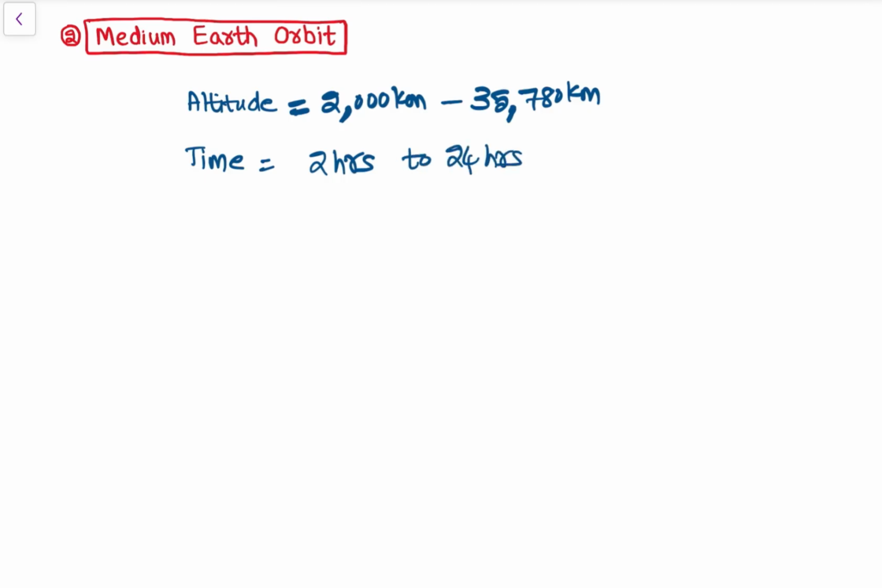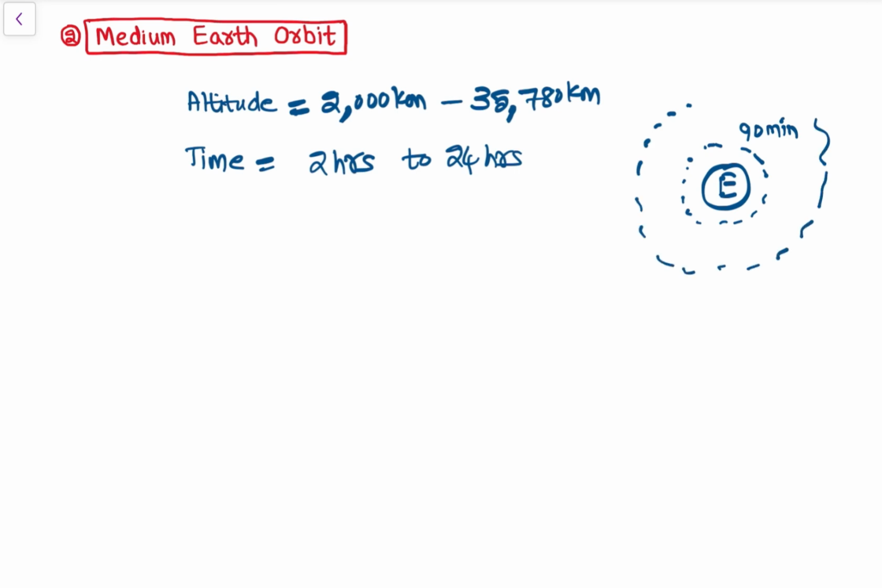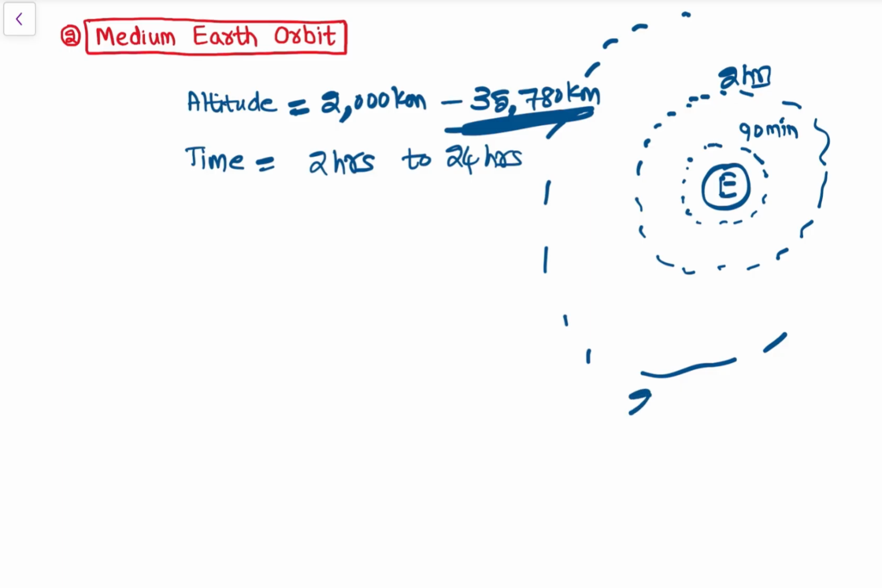2 hours to 24 hours, right? So we saw for low earth orbit, it is here, and it will take 90 minutes on average. It also varies with distance. In medium earth orbit, the distance is more than 2000 kilometers, so it will take more time. As the distance increases, it goes from 2 hours to 24 hours. If we go to 35,780 kilometers, it will take 24 hours.